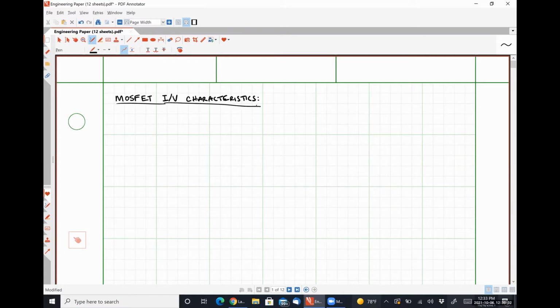So let's say that we have a bar of semiconductor material, like so. And there is some current I flowing through the bar in this direction.